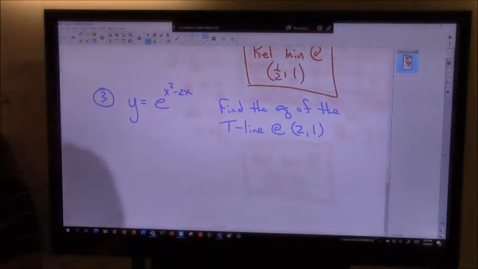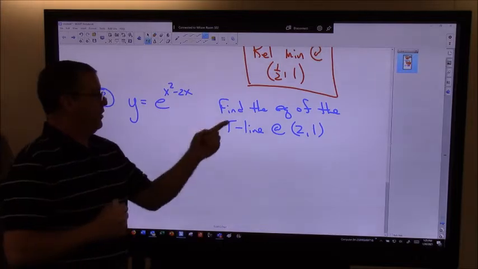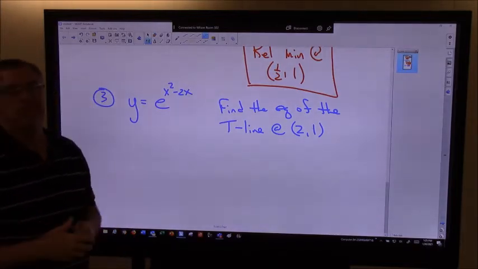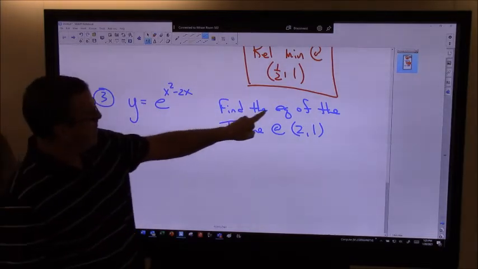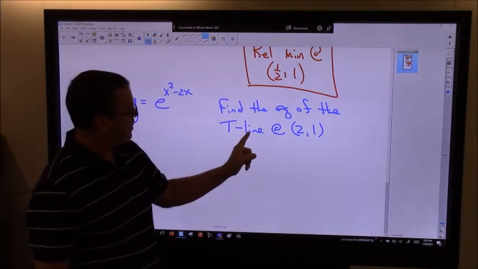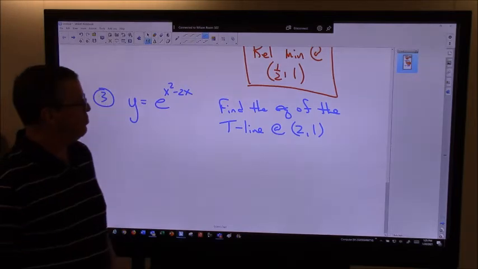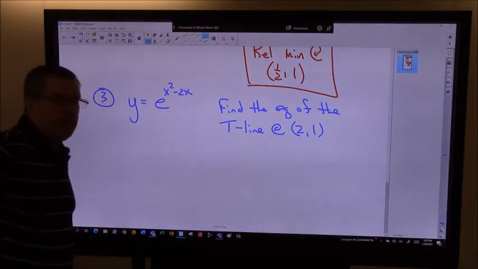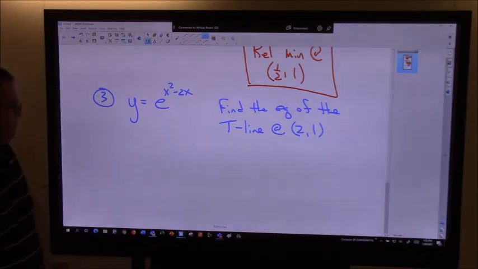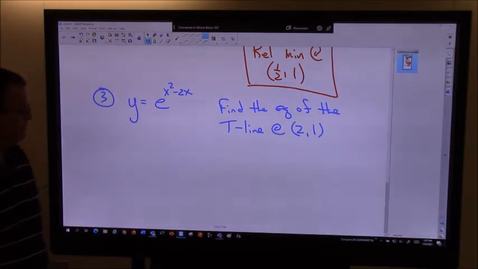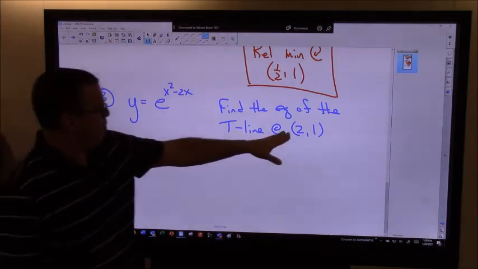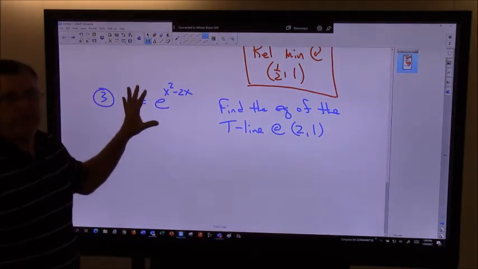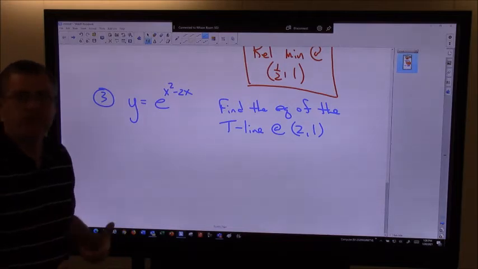Alright, let's try another one. Alright, so we learned something new, which means find the equation of a tangent line. So using this function, we want to find the equation of the tangent line at 2, 1. Alright, you guys go ahead and try it. Alright, so first thing I need to know is, I've got a point here. I need to know what the slope of that tangent line is. And we get that through the derivative, right?